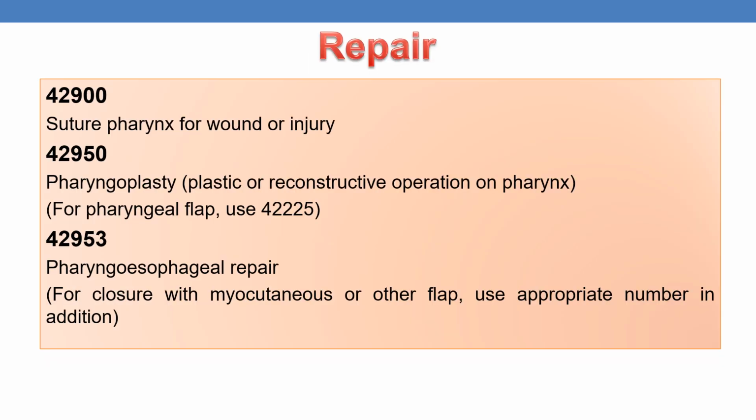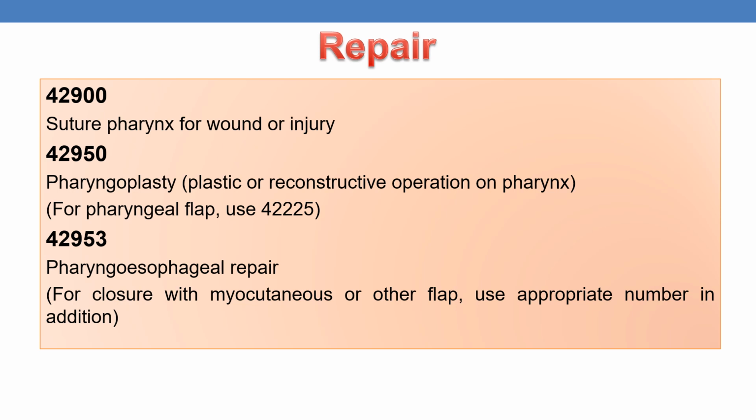Next, coming to repair CPTs, the first CPT is 42900. It deals with suture pharynx for wound or injury. The next is 42950. It deals with pharyngoplasty. Oplasty is nothing but surgical repair. Pharyngoplasty is the surgical repair of pharynx. It can be either plastic or reconstructive operation on pharynx. And for pharyngeal flap, use 42225. The next CPT is 42953. It deals with pharyngoesophageal repair.